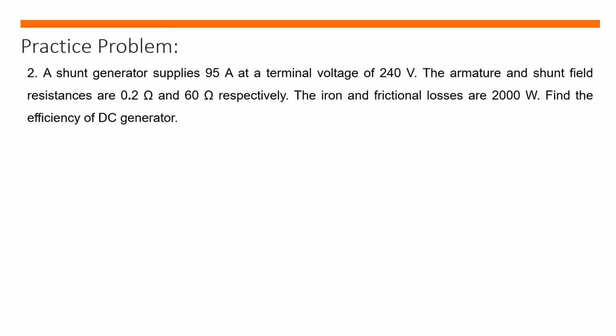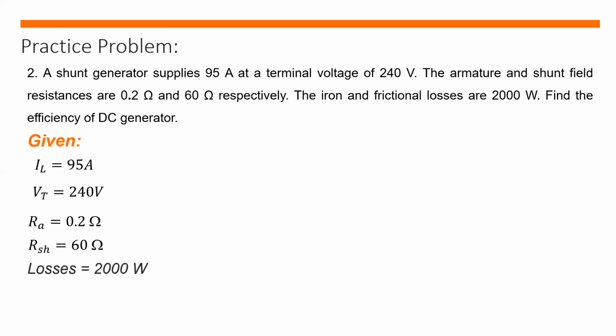Practice problem number 2. A shunt generator supplies 95 amperes at a terminal voltage of 240 volts. The armature and shunt field resistances are 0.2 ohms and 60 ohms respectively. The iron and frictional losses are 2,000 watts. Find the efficiency of the DC generator.